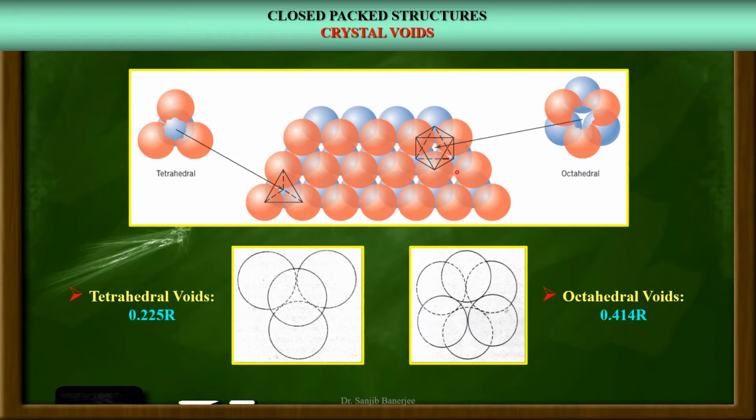Here in this figure we can see the example of an octahedral void in between the spherical atoms. In case of octahedral voids, an atom of maximum radius 0.414 R can be accommodated, where capital R denotes the radius of the atoms. So, this is all about the crystal voids and their classifications.